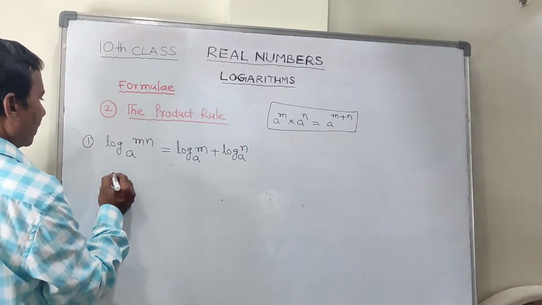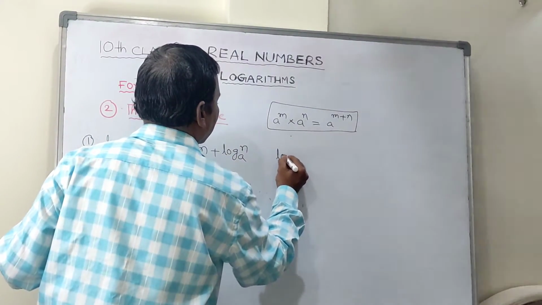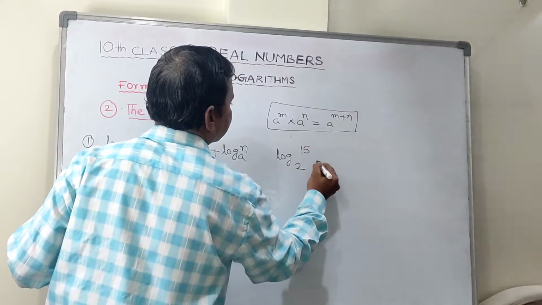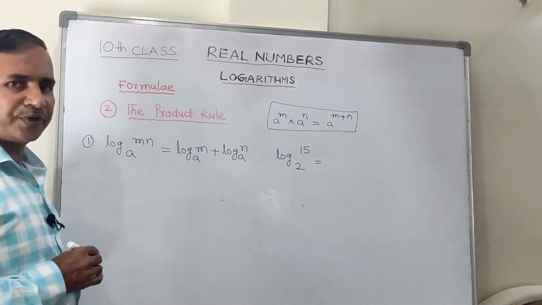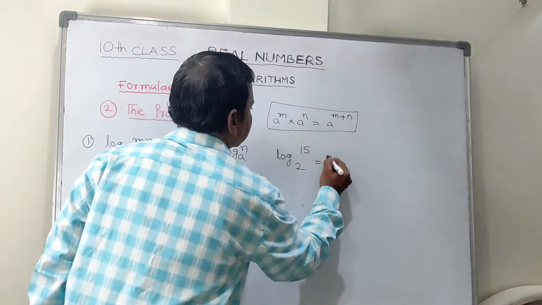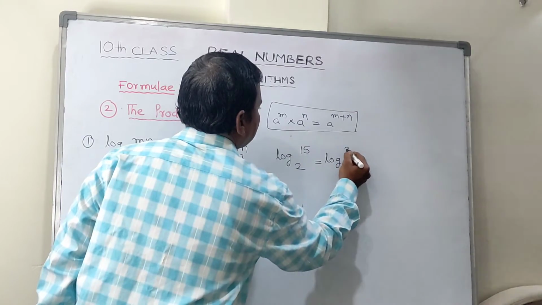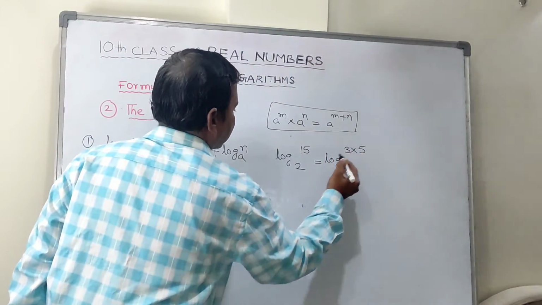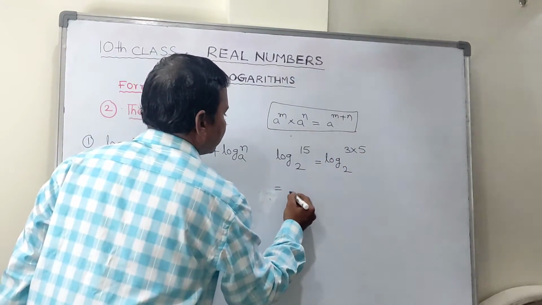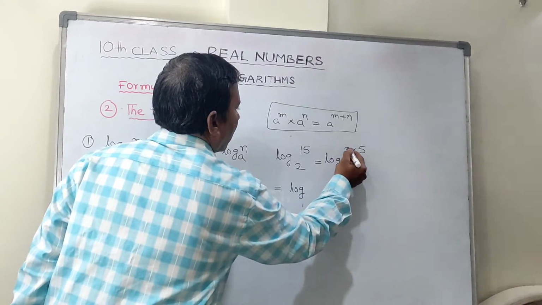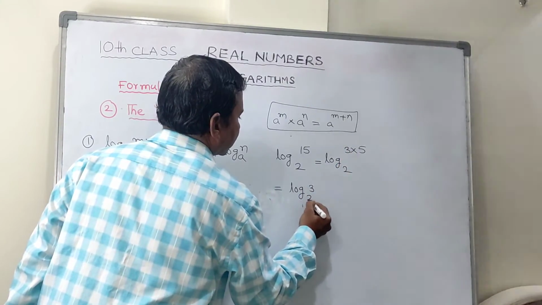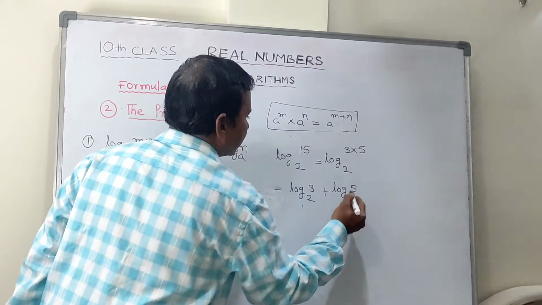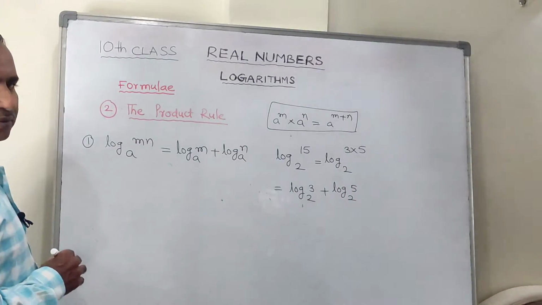For example, if we take one example here, log 15 to the base 2 is there. This 15 we can write as 3 into 5, meaning multiplication. As per the formula, what should we write? Log 3 to the base 2 plus log 5 to the base 2. So, like that we have to apply.